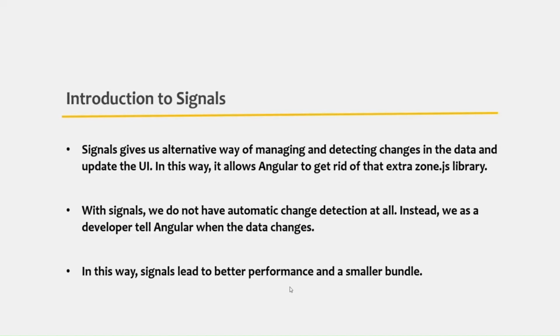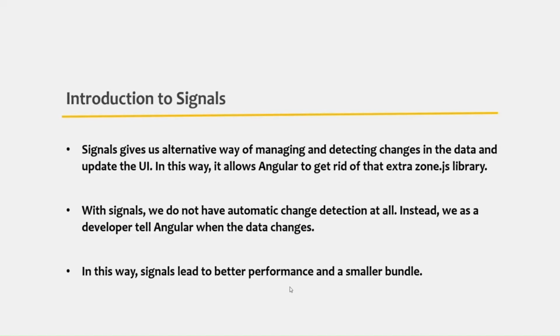Also, with signals, we do not have automatic change detection. Instead, we as developers tell Angular when the data changes, and we as developers tell Angular where the data is used. And therefore, Angular knows which part of the UI needs to be updated with what data, and only those parts of the UI get updated. So unlike with change detection cycle, where a single change leads to complete re-render of the component tree, using signals, we can tell Angular in which component the change has happened and which part of the UI needs to be updated.